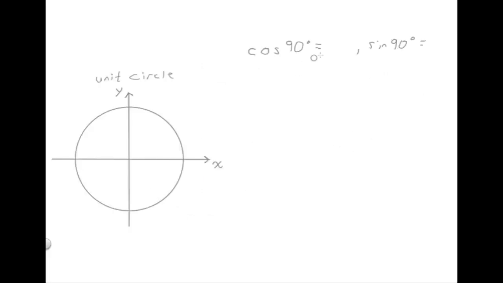Pause the video and try to answer these questions. Well, first of all, we have to find 90 degrees on our unit circle. So the 90-degree angle would be like this. That would be 90 degrees. So this would be the point that we're focusing on. Now, the x-coordinate of this point is 0, so the cosine there is 0. And the y-coordinate of this point is 1, so the sine is 1. So we know that the cosine of 90 is 0 and the sine of 90 is 1.